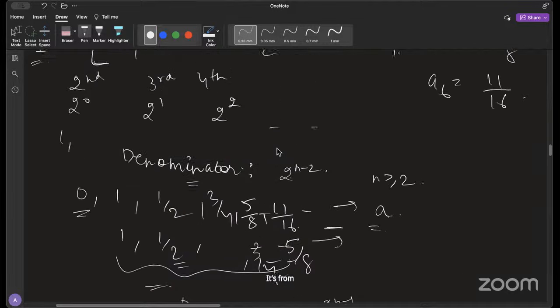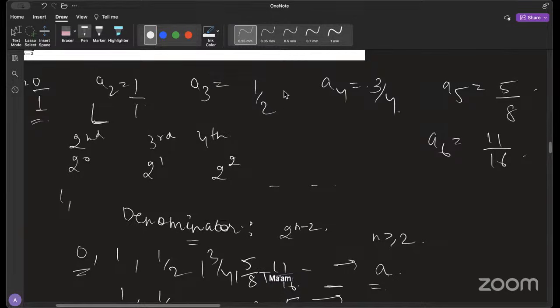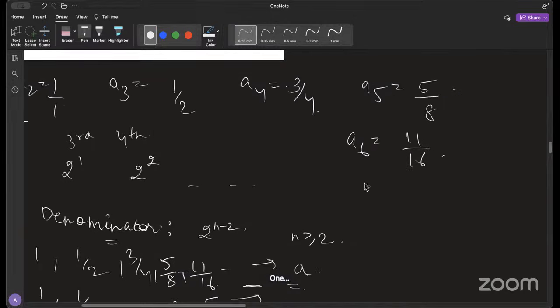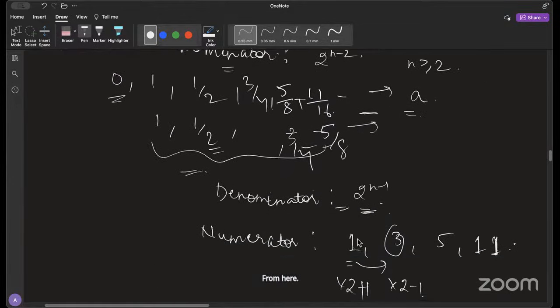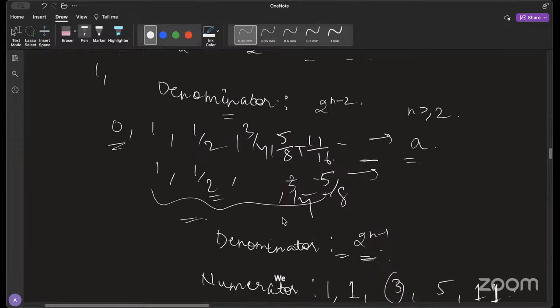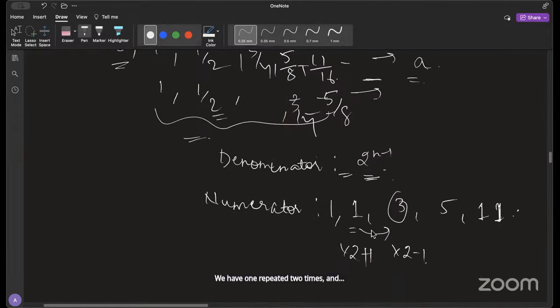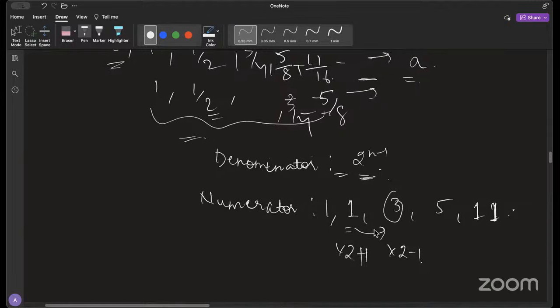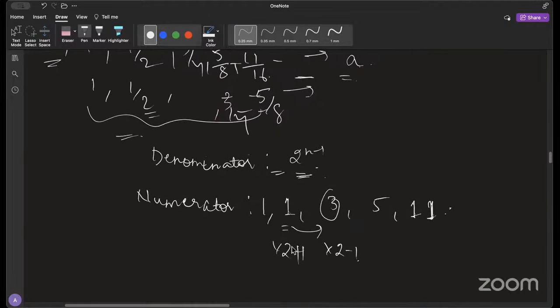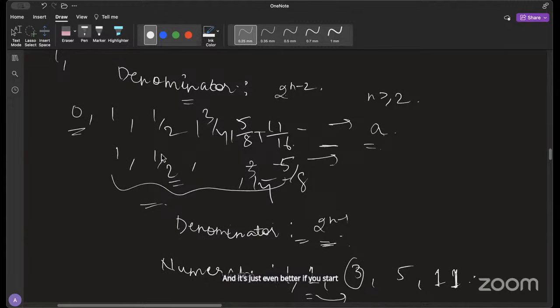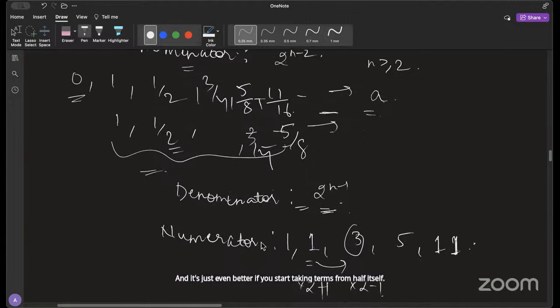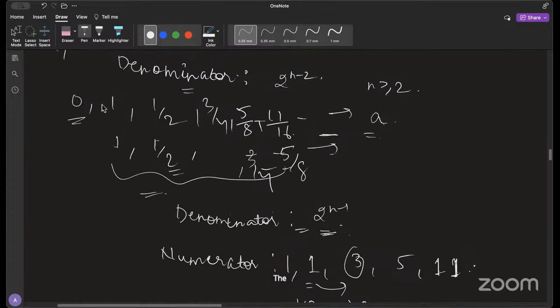It's from here. Ma'am, show the question. 1, 3, 5, 11 from here. We have 1 repeated 2 times, and it's even better if you start taking terms from half itself, because one in the numerator is repeated 2 times here.